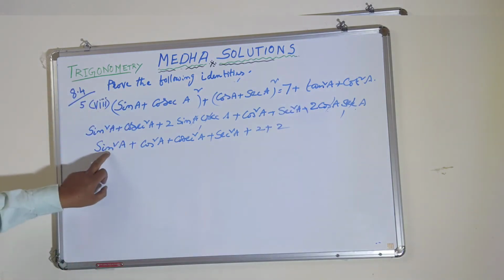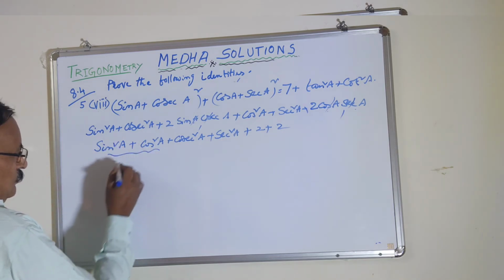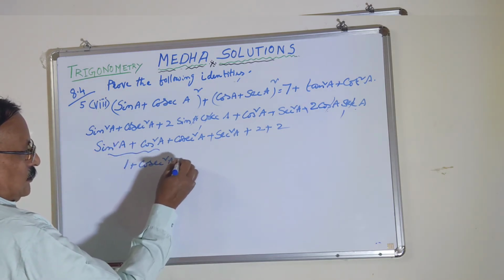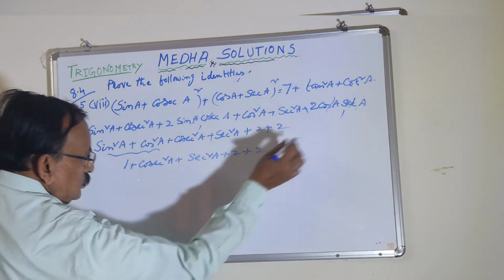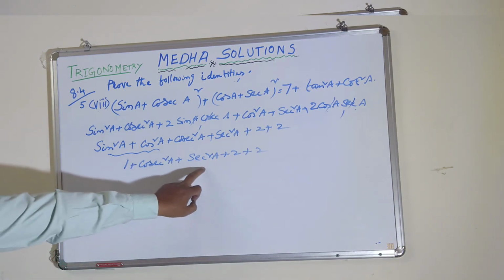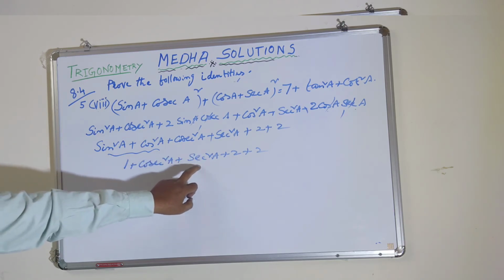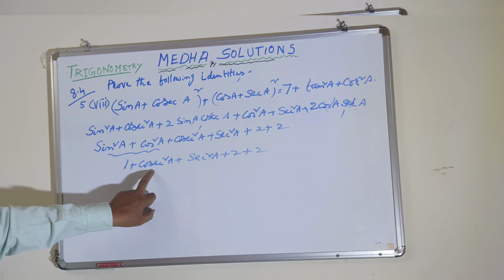Now we know that sin square A plus cos square A is equal to 1. This whole thing, the first identity, is 1, plus cosec square A, plus sec square A, plus 2, plus 2. Now see, cosec square A and sec square A are in the second and third identities. Sec square A is equal to 1 plus tan square A, and cosec square A is equal to 1 plus cot square A.